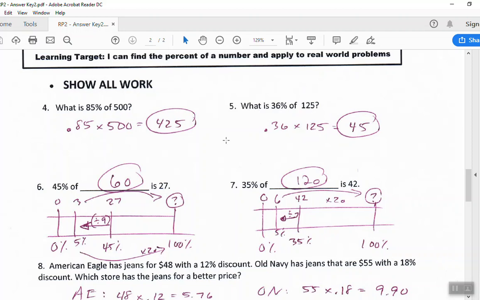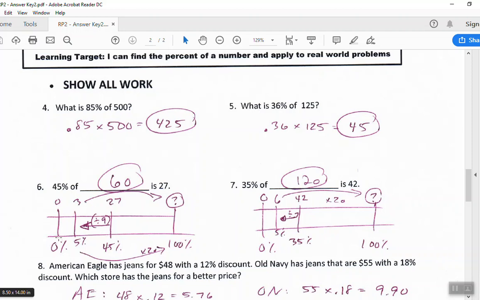Now, the next two were a little bit trickier because you did not know the grand total number. Okay, like up here it was of 500, of 125. Now they're asking for the grand total number and giving you the part. Okay, so that's what we had to kind of set up. So I came with a different approach here. I set up a double number line, and I knew 45% of something was 27. So on my double number line, my percents are at the bottom.